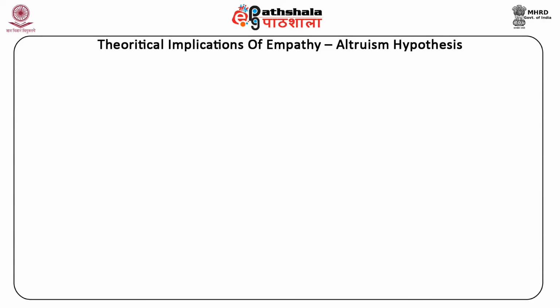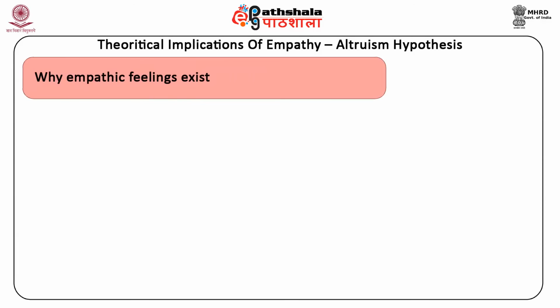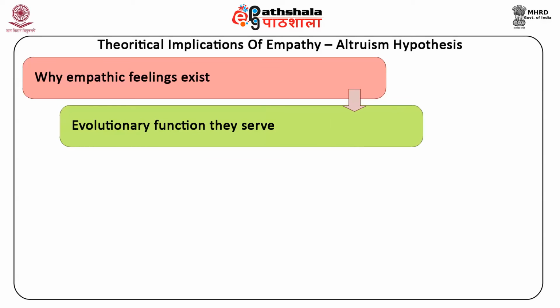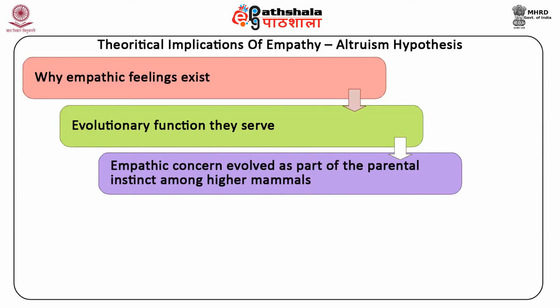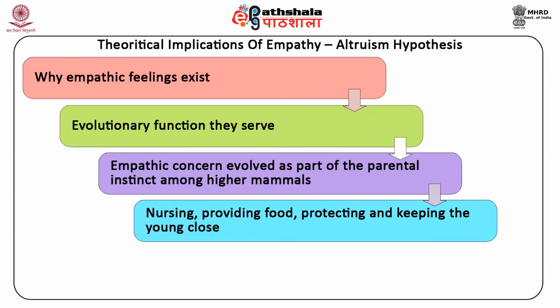The empathy-altruism relationship forces us to face the question of why empathic feelings exist and the evolutionary functions they serve. The most acceptable and probable answer comes from the explanation that empathic concern evolved as part of the parental instinct among higher mammals, especially humans. Human parental instincts go beyond nursing, providing food, protecting, and keeping the young close.